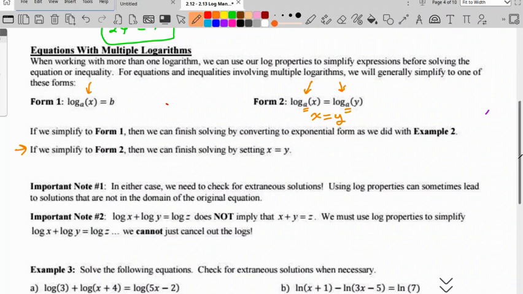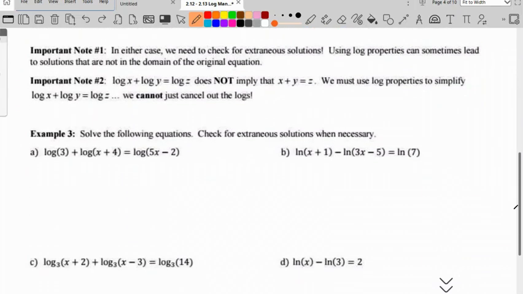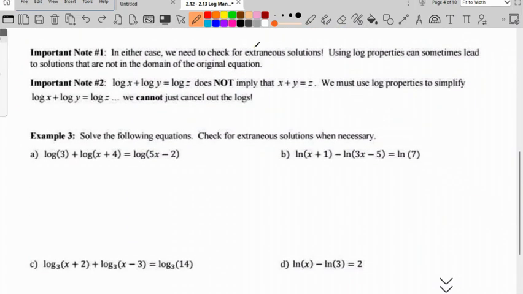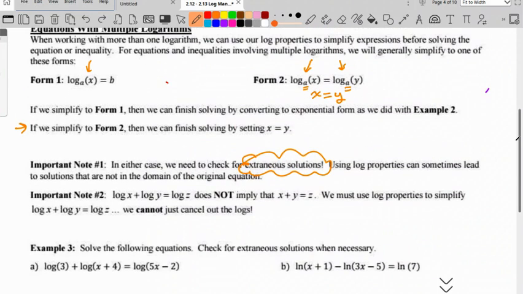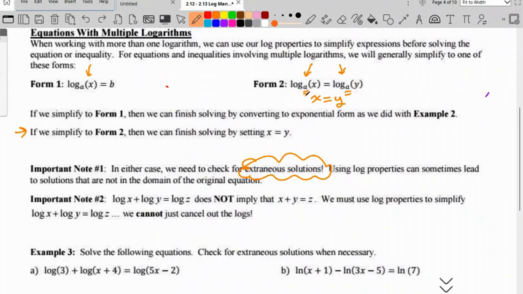All right, now a couple of important notes, and these are important. In either case, we need to check for extraneous solutions. Logs have restrictions. Remember, we just talked about our base has to be positive and the number we're taking the log of has to be positive. The argument has to be positive. So we're going to be careful that when we plug x back in, our base is positive and the number we're taking the log of is positive. Using log properties can sometimes lead to solutions that are not in the domain of the original equation, so we'll check those.